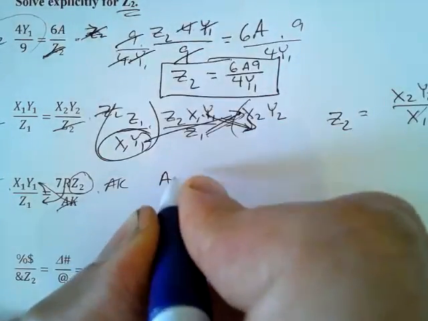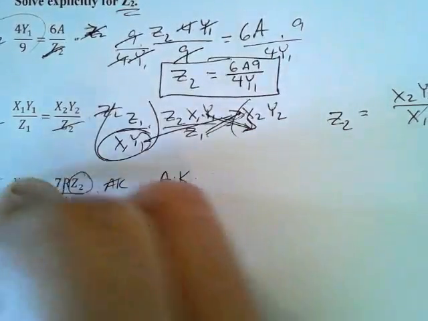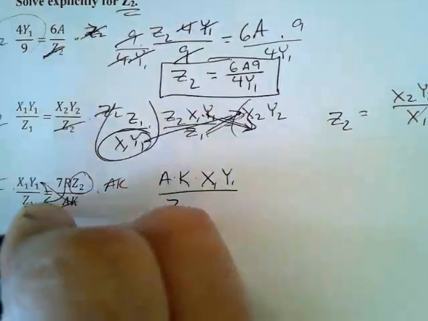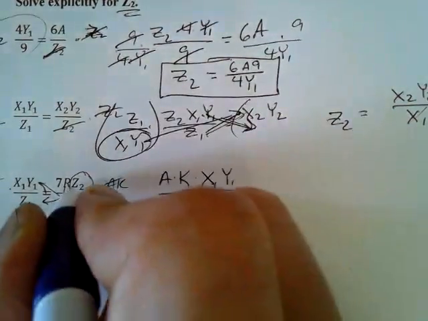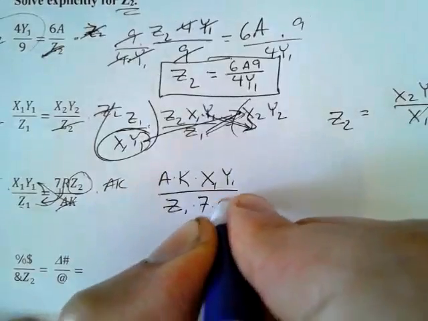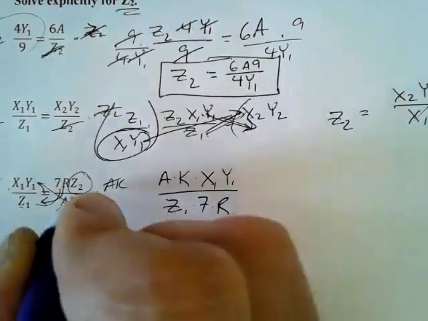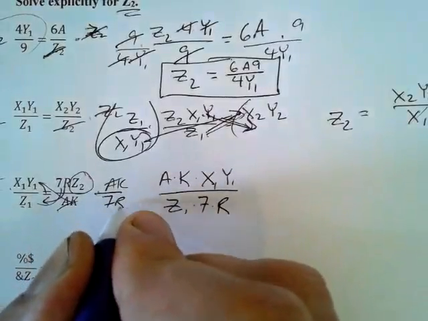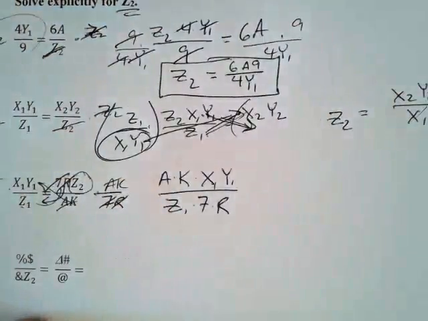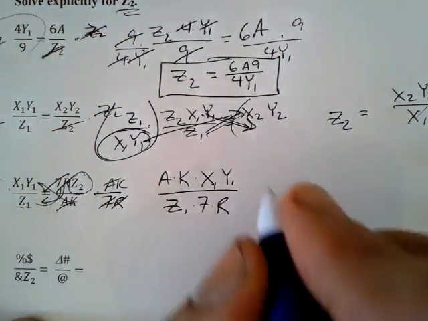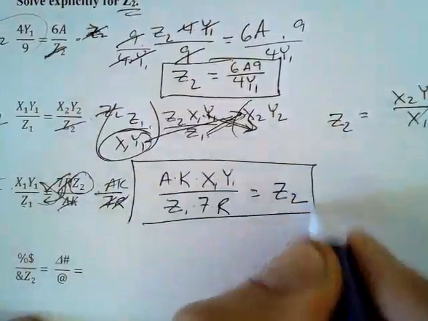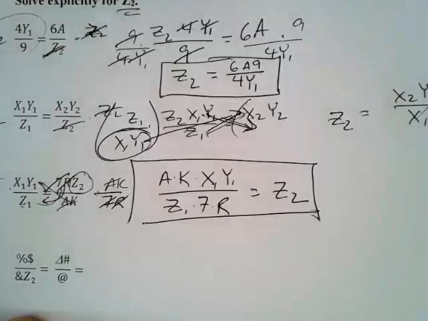So we would end up multiplying by A times K. That would get multiplied by X1, Y1. Z1 is still down in the denominator, and then we would take the 7 and the R into the denominator on the other side, because we're essentially dividing both sides by 7R, and we're doing that so that the 7R cancels. And all of that would equal Z2. So this then would be the answer.